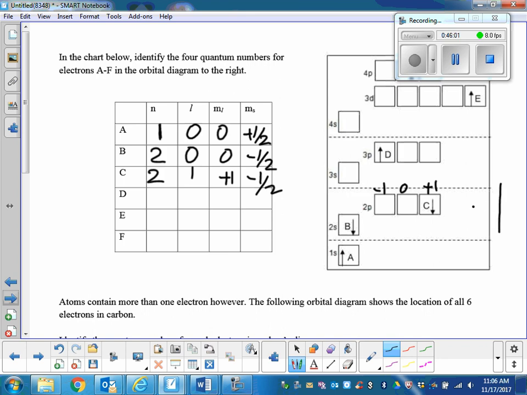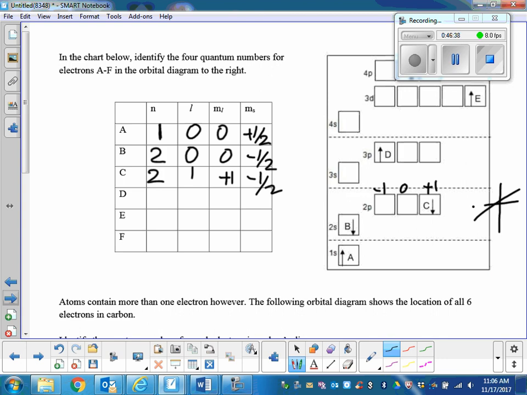Remember, p has 3 orientations. We just follow by starting with minus and then going to plus. But when you record it, I decided to label this as +1. You could have put it as -1. It doesn't matter. If you label this as +1, 0, -1, it really doesn't matter. It's what you label it. Yes, for p, L is always 1.